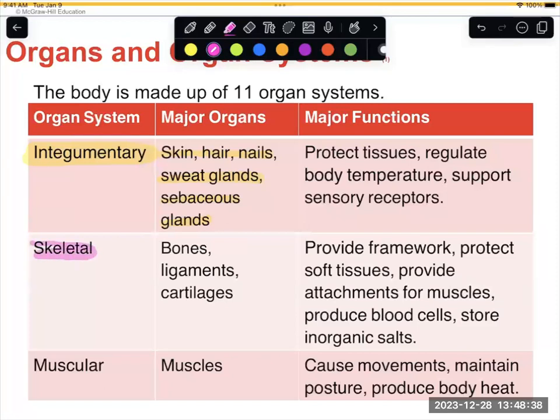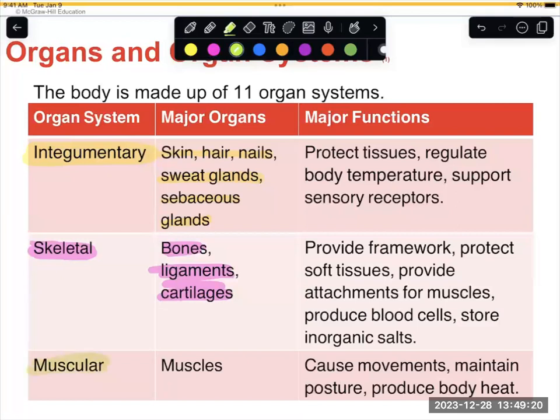Skeletal system. We have bones, ligaments, and cartilage. This is what provides the framework of your entire body. It's going to protect organs. It's going to protect soft tissues. It provides attachment sites for muscle, because when muscles contract, they're moving bone. We also make our blood cells in our bones. We also store calcium and phosphate, those inorganic salts, in our bones.